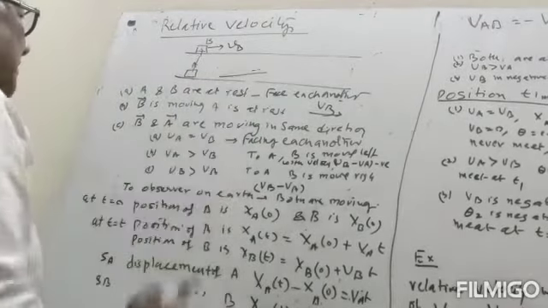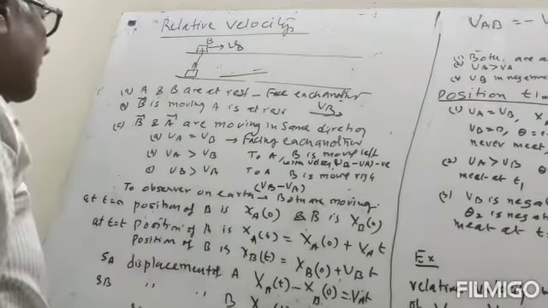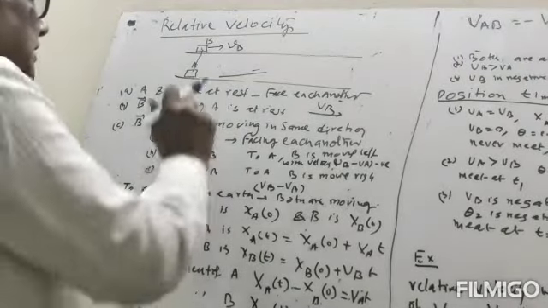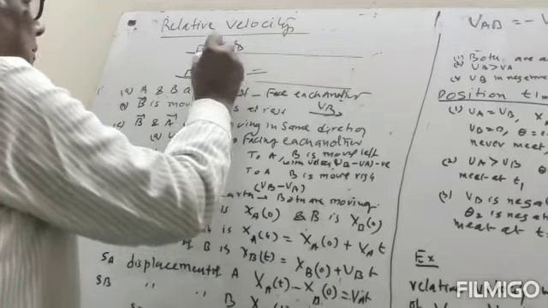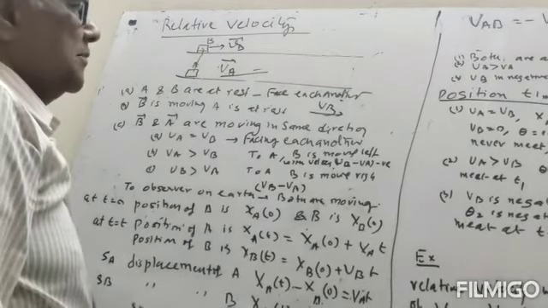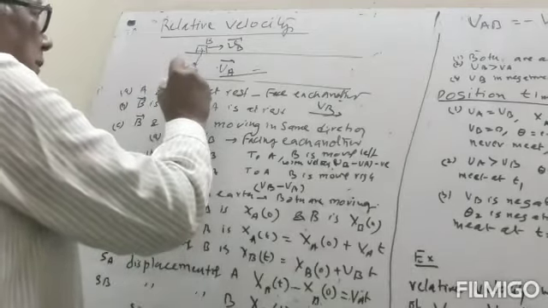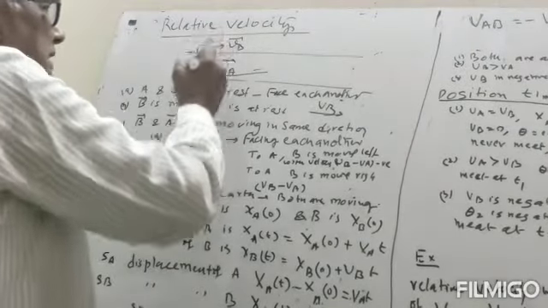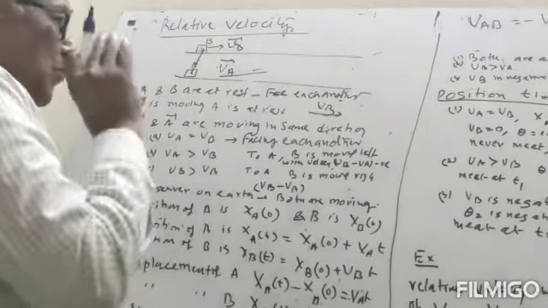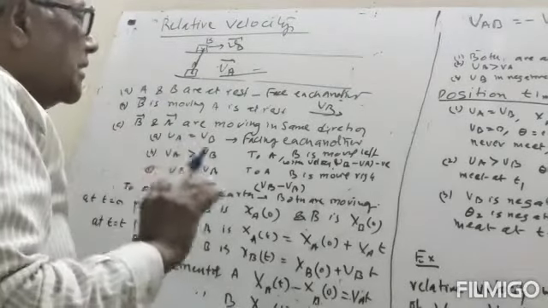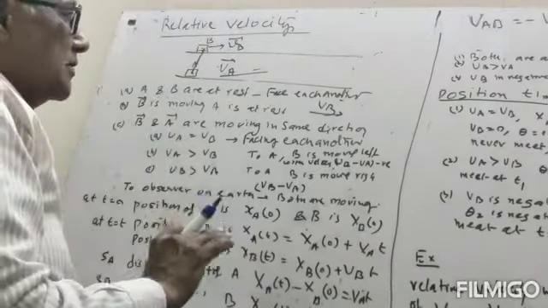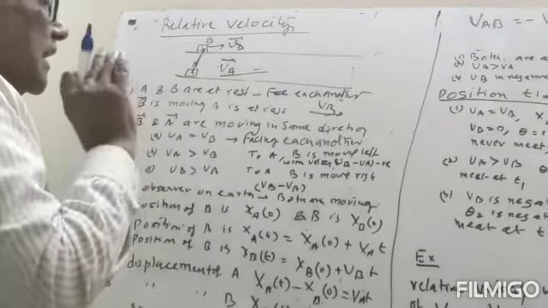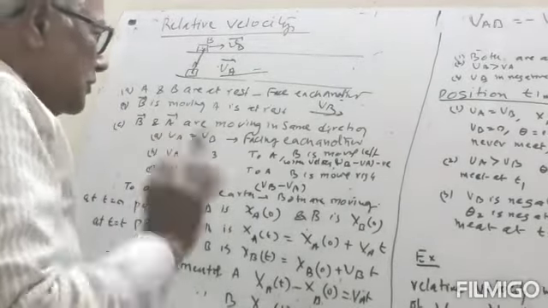Now the second case: A and B are moving with the same velocity, meaning VA is equal to VB. Their velocities are the same. Then what will happen? Each passenger will see the face of the other passenger. They will be facing each other when both are at rest, or when both are moving with the same velocity in the same direction on the parallel track. It means their relative velocity is equal to 0.